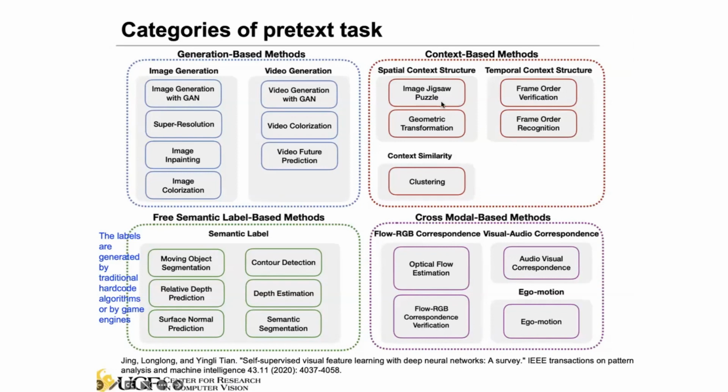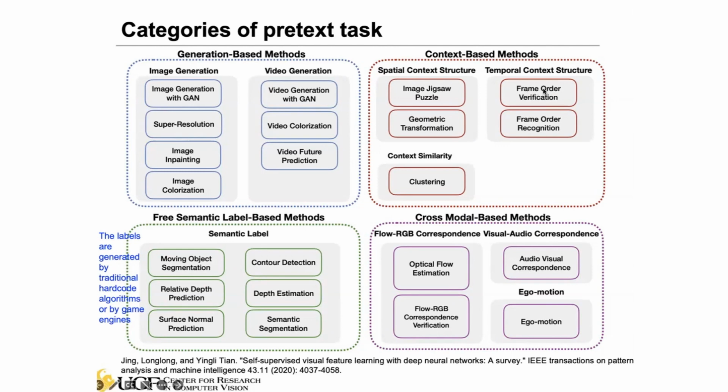the original image. This requires the network to understand the context. Otherwise, you cannot recover the original image. If you don't understand the context of the image, the network is not able to predict the correct order of these different patches. There are also geometric transformation and context similarity. We can do clustering and, based on the clustering, generate pseudo labels to guide the training, using the pseudo labels to do supervised training.